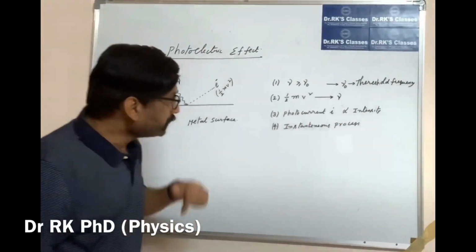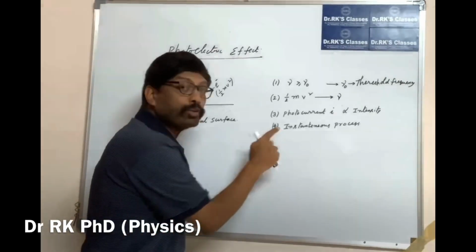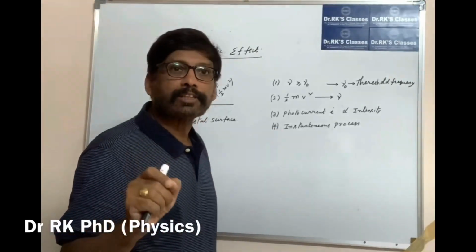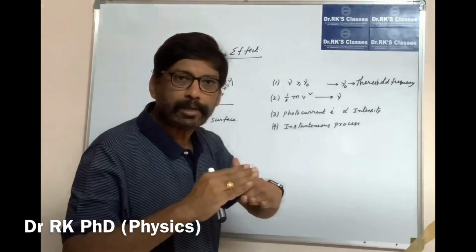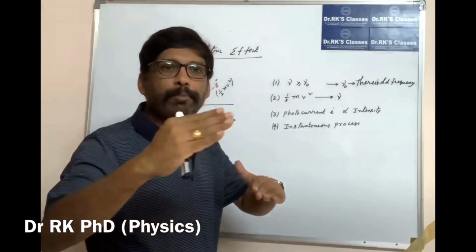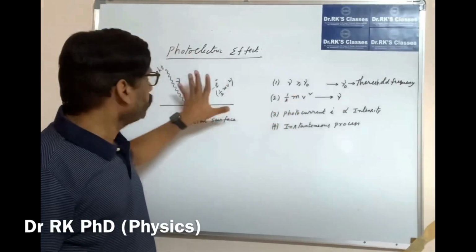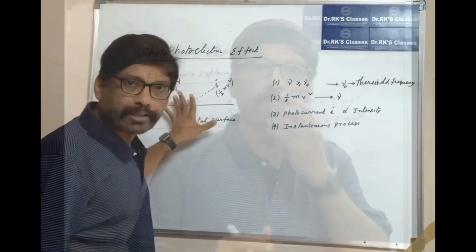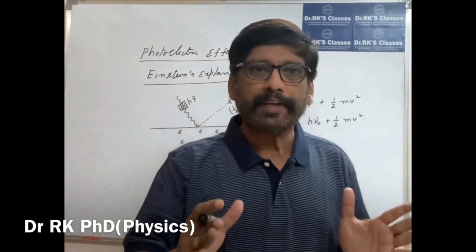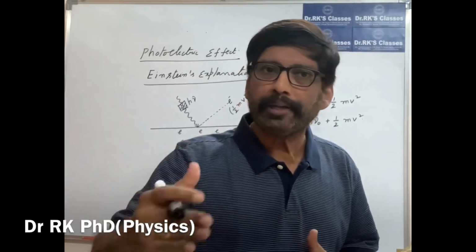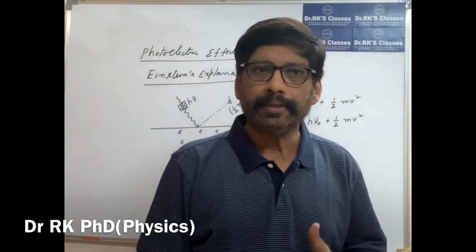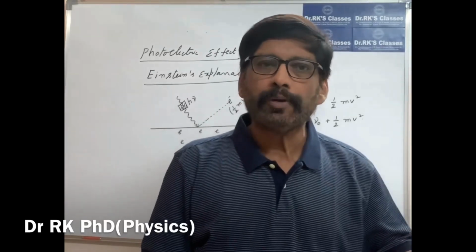The last point is that the photoelectric effect is an instantaneous process. There is no time lag between incidence and emission. So these are the four important points observed with the photoelectric effect. Now let us see how Einstein explained the photoelectric effect.